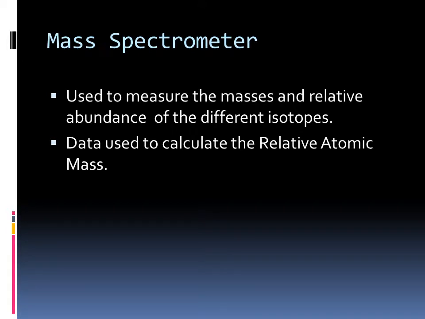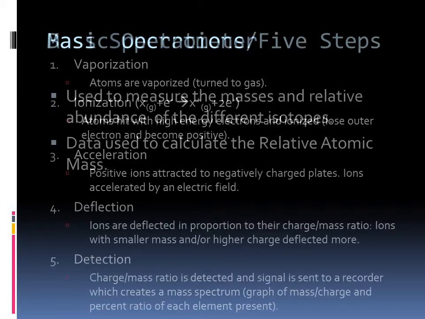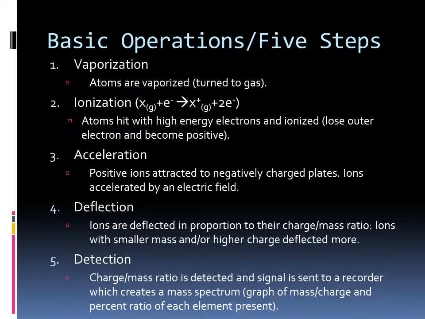First of all, you need to know that a mass spectrometer is used to measure the masses of the different isotopes and the relative abundance. With this data, we can calculate the relative atomic mass, which will be defined later. There are 5 steps to the basic operation of a mass spectrometer.